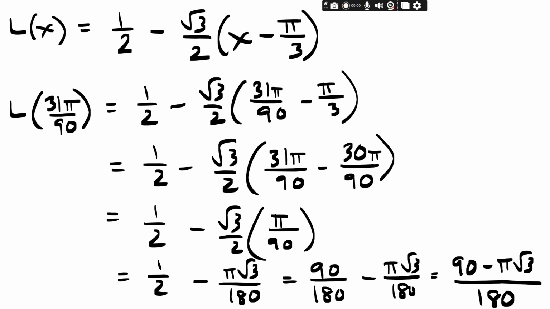So let's see, I'm going to take that guy and let's approximate it now. So 90 minus pi root 3 over 180. Let me write it on the next slide because I'm running out of space.